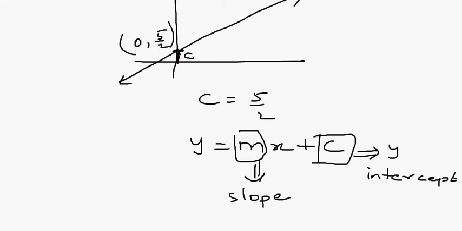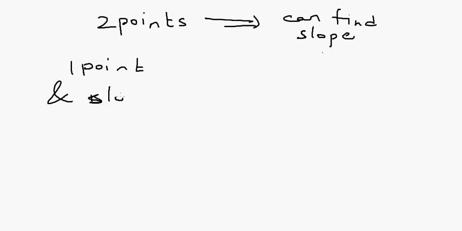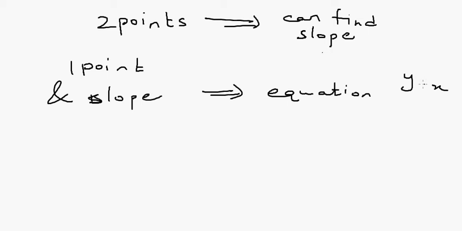Alright. So if we have been given 2 points, you can find the slope. If you have been given 1 point and, of course, the slope, you can find the equation, because you're going to be left with y in terms of x, and y in terms of x is actually the equation of the line.